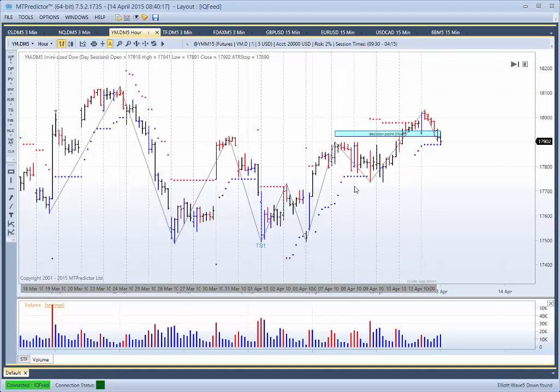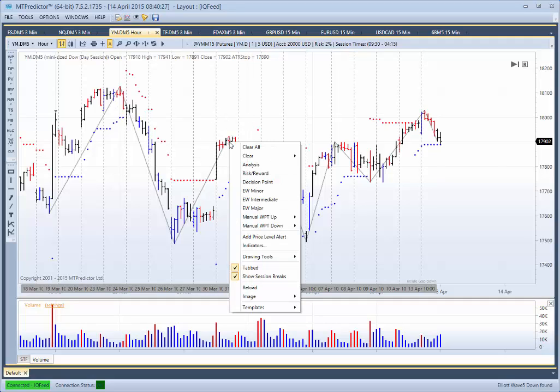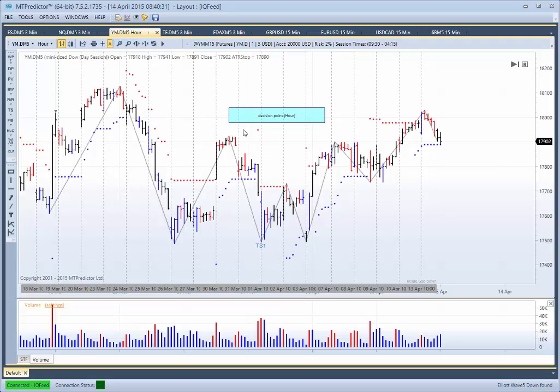If I right mouse click, put the DP on, the market's gone beyond that, so that one's not applicable. You go back to the previous swing high, which was here. You can see it quite clearly on the chart. Let's right mouse click the DP on there. If I slide that across, you can see that basically yesterday the market came up into that decision point level.